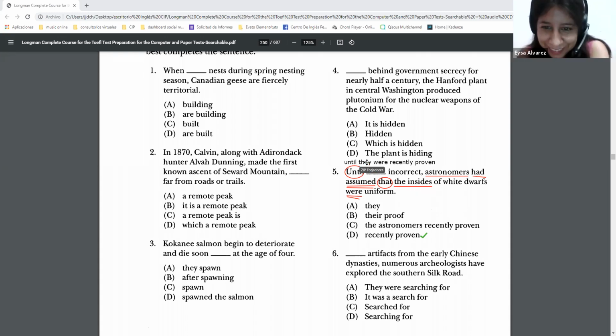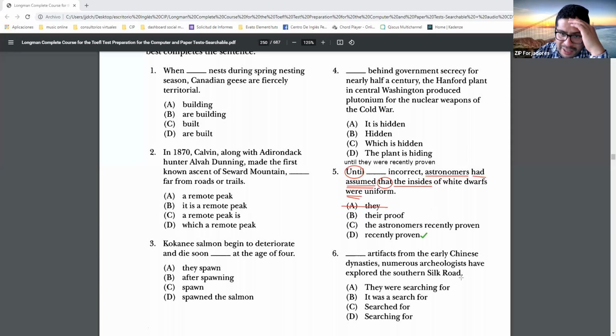The thing is that remember, when you have until, that is a connector, you have to have subject verb. And if you have subject verb in the options, that means that it's reduced, okay? So let's say letter A cannot be because we don't have a verb. Letter B cannot be because it's only the subject. There is an adjective, proof is a noun. We need another verb. Letter C, the astronomer recently proven, also cannot be because we have subject, but this is not a verb. This is an adjective.